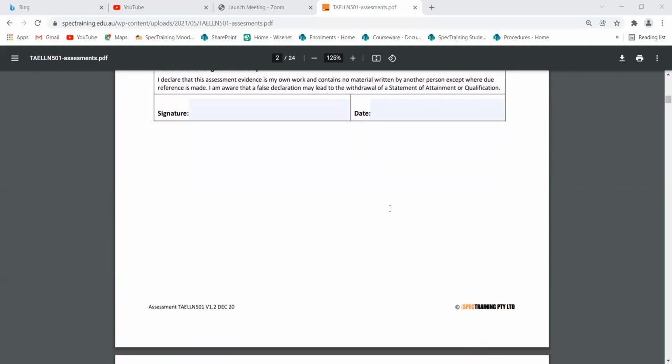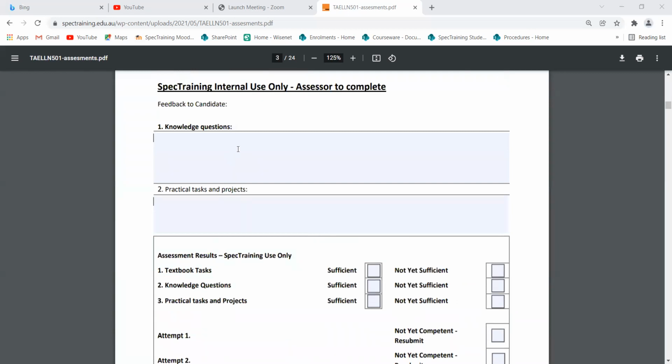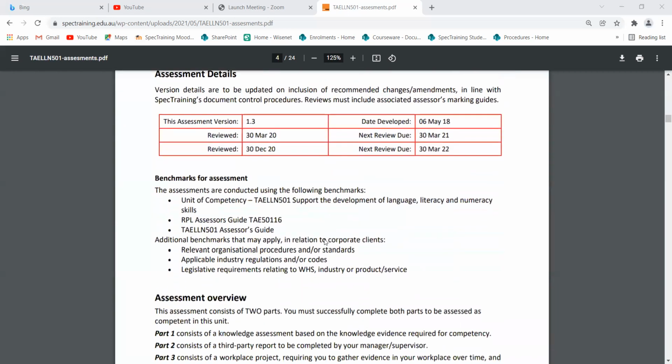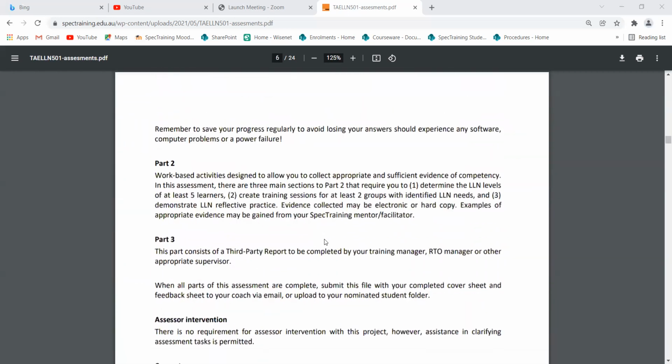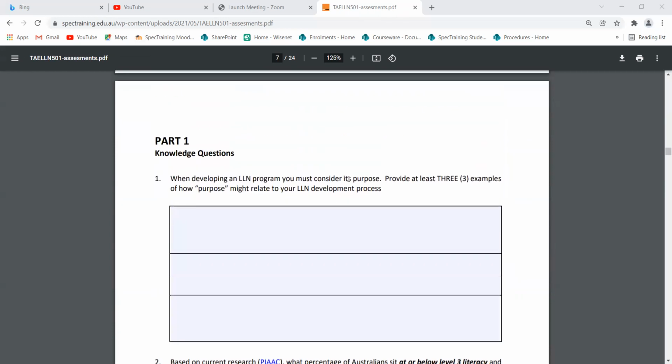Also, what I do suggest is, if you're going through this and you're answering the questions, I do recommend that people have a Word document available, and they copy and paste their answers into a Word document as well, just in case anything goes wrong with your answers, if that makes sense, okay? So let's jump into it. There are two components: the knowledge questions, and then the practical tasks and the projects. Let's scroll down a little bit. You can read this in your own time and at your own leisure. All right, so let me walk you through the questions.